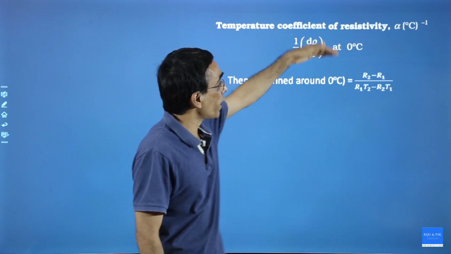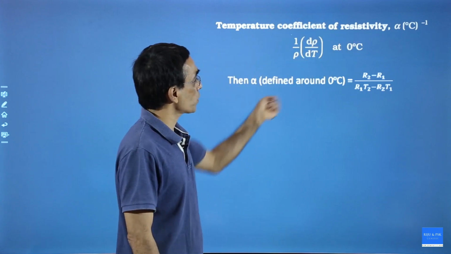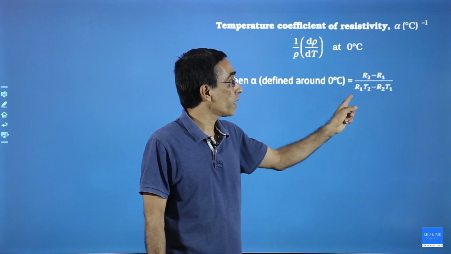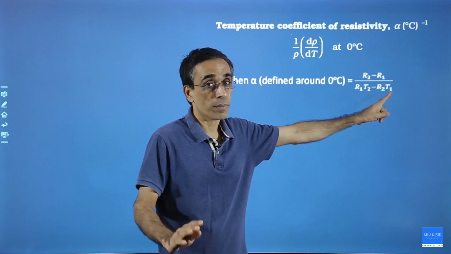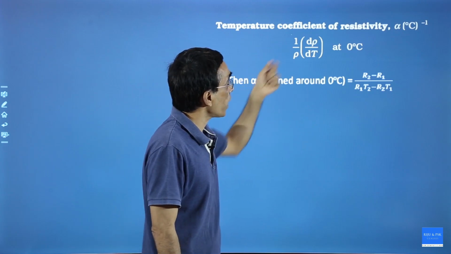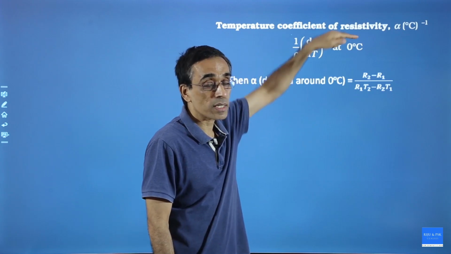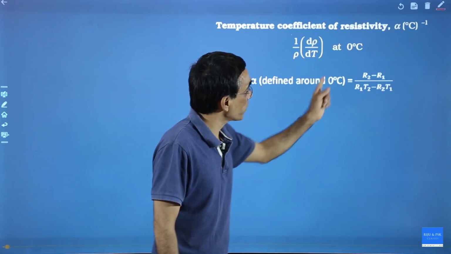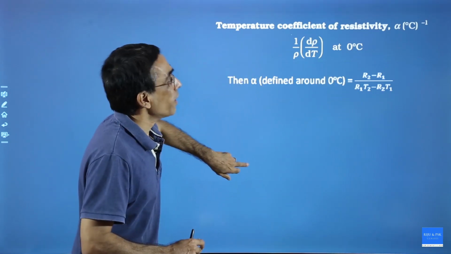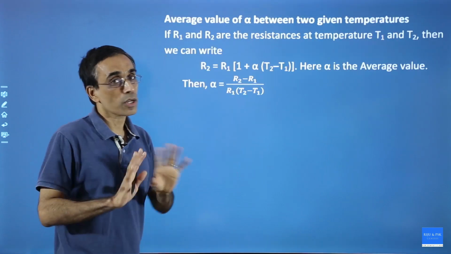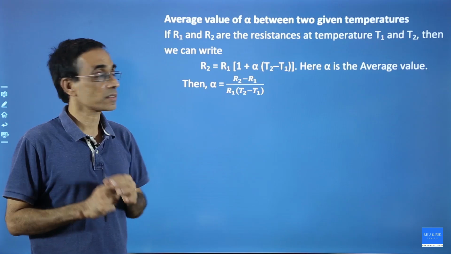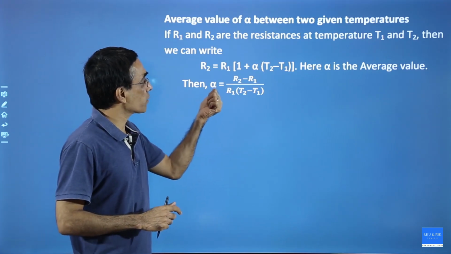So, if the value of alpha is defined around 0 degrees Celsius, then you have alpha defined as (R2 minus R1) by (R1 T2 minus R2 T1), and this is applicable for any temperature, but generally the value of alpha in the textbook is given at 0 degrees Celsius. That is what I say, this equation is around 0 degrees Celsius if you use that value. But many times general questions are not solved like that. In general questions we take an average value of alpha between two temperatures. Then this equation is sufficient.